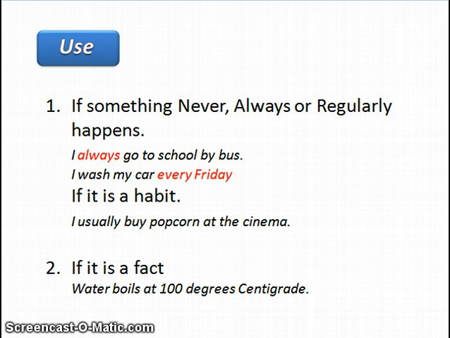These tell me something about how often I do something. I wash my car every Friday also tells me about how often I do something. If it is a habit, you might see the word usually. I usually buy popcorn at the cinema.